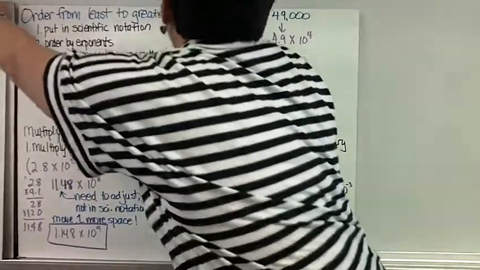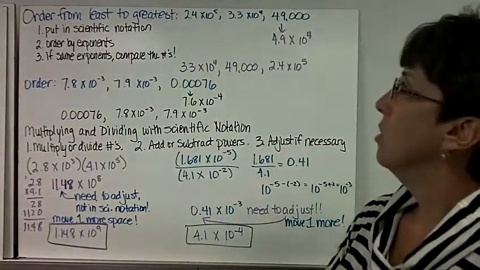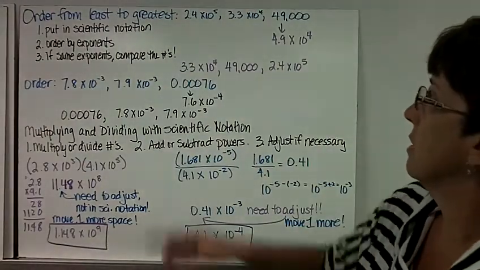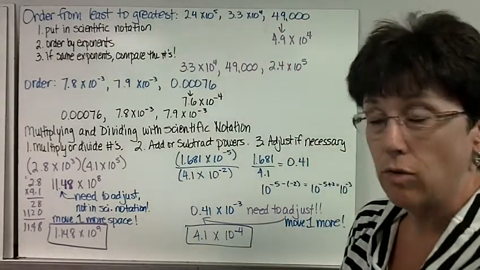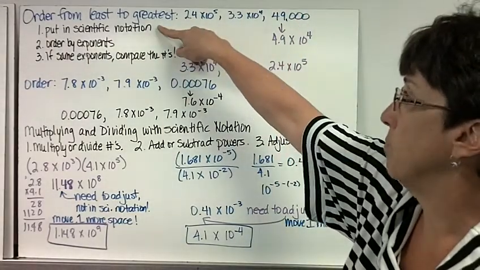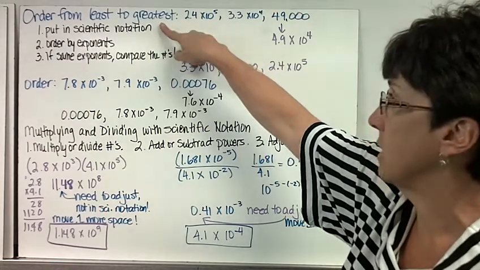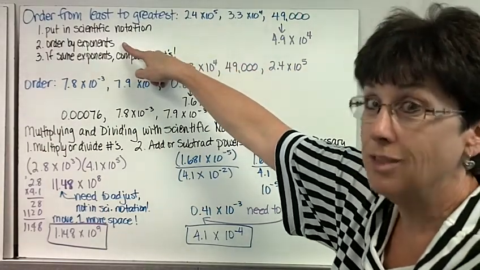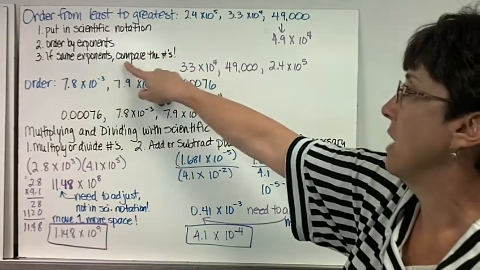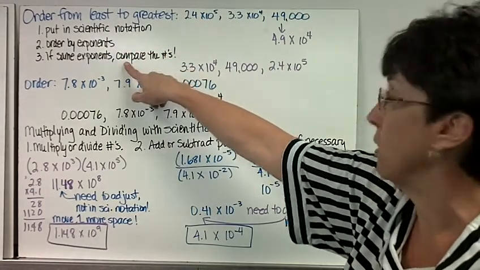All right, last bit of stuff. Order from least to greatest. Here I have 2 numbers written in scientific notation and then a number that's written in standard form. Here are the 3 steps. Put everything in scientific notation. Put them in order by the exponents. The larger the exponent, the larger the number. If the exponents are the same, then compare your numbers.